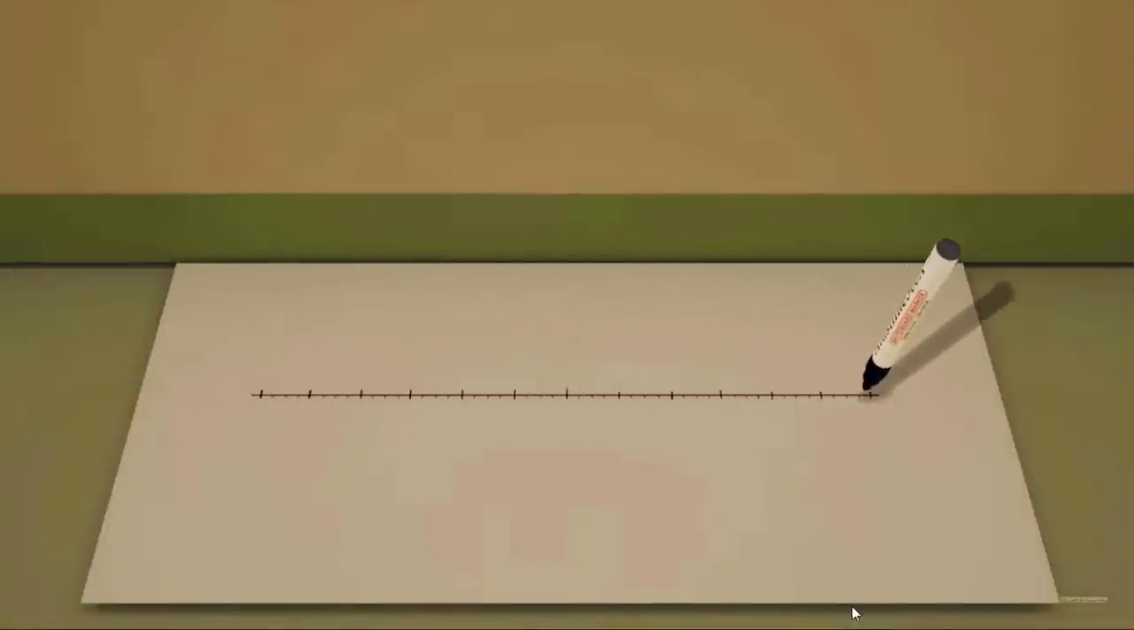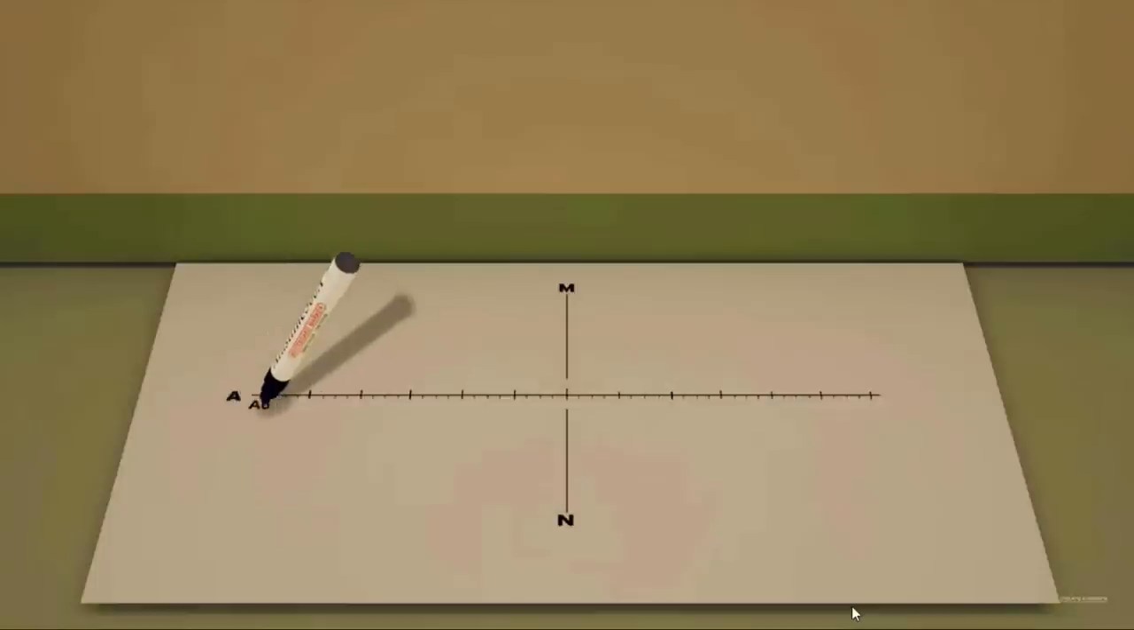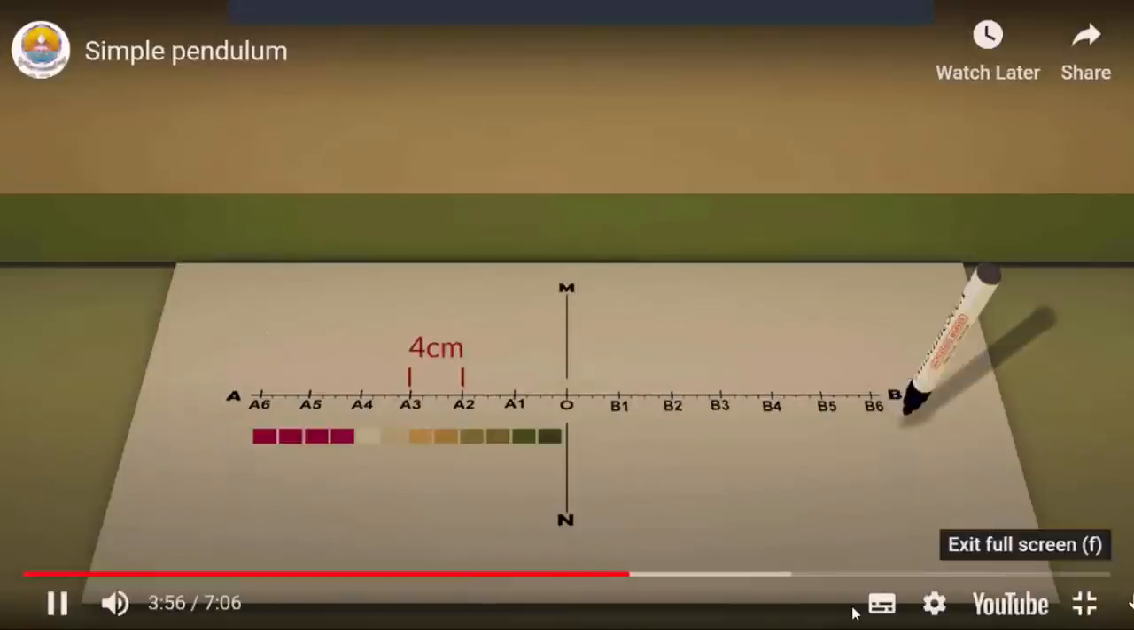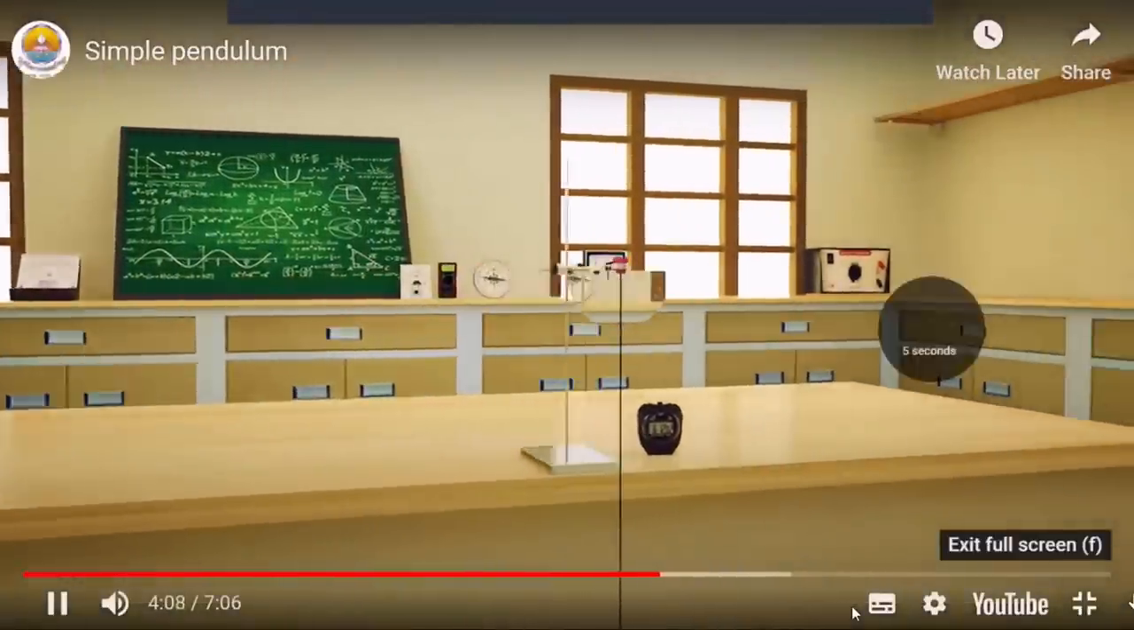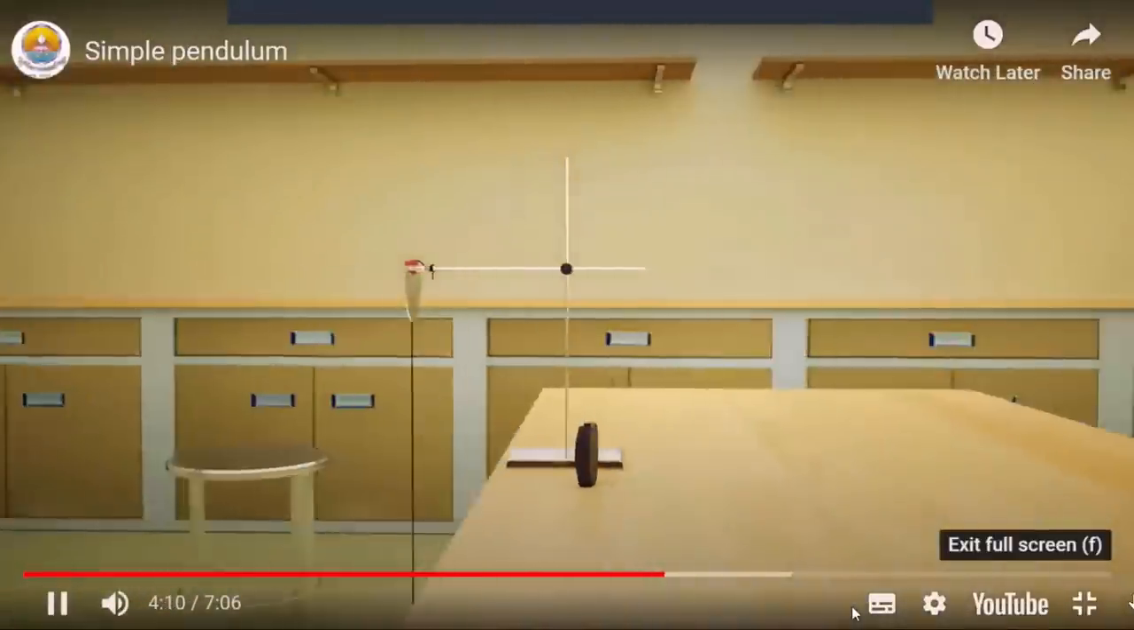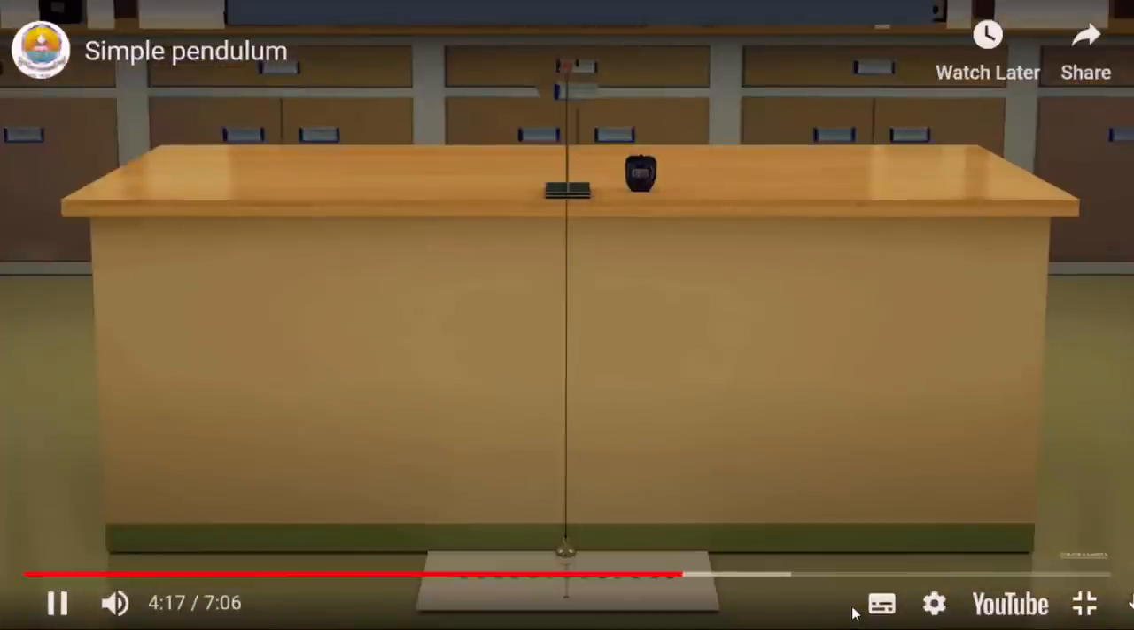Draw two perpendicular lines on a sheet of paper or the surface. Mark them AB and MN. Let them intersect at the point O. Divide the lines into equal parts A1 to A6. Hold the pendulum bob just above the point O.